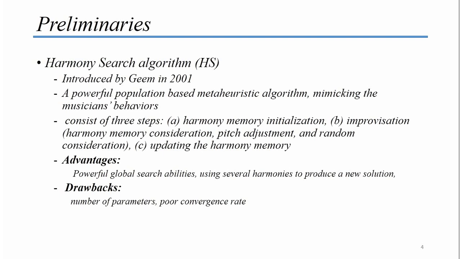Harmony search algorithm has several advantages, such as powerful global search abilities and using several harmonies to produce a new solution. It also has several drawbacks. For example, the number of parameters which must be adjusted and poor convergence rate, especially in the late iterations.